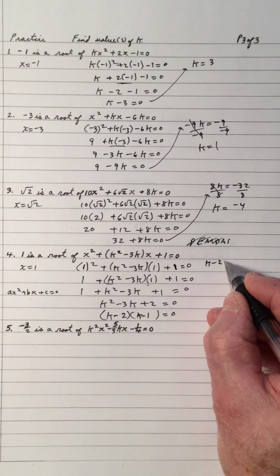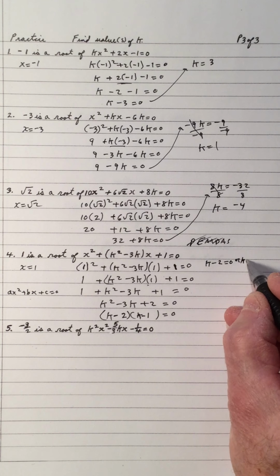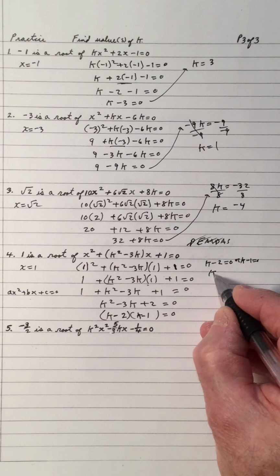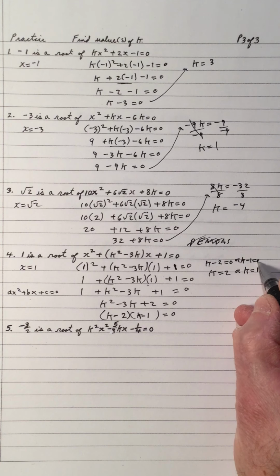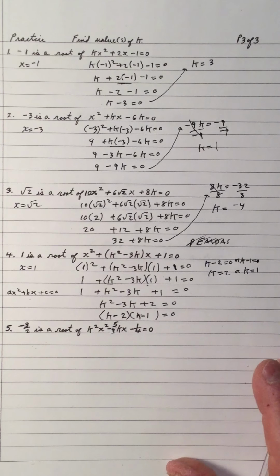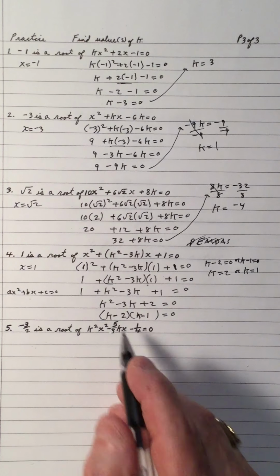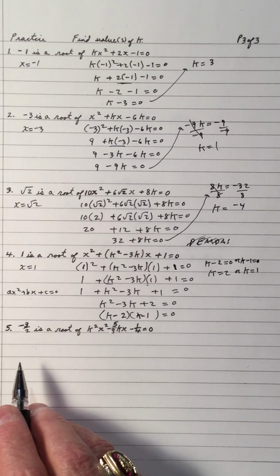So k minus 2 equals 0, or k minus 1 equals 0. So k equals 2, or k equals 1. Perfect. Works out. Again, there are 2 roots in this one because you ended up with a quadratic. 2 values of k, that is.